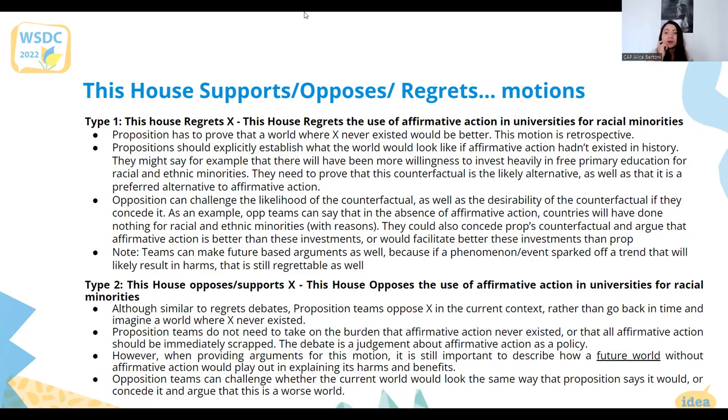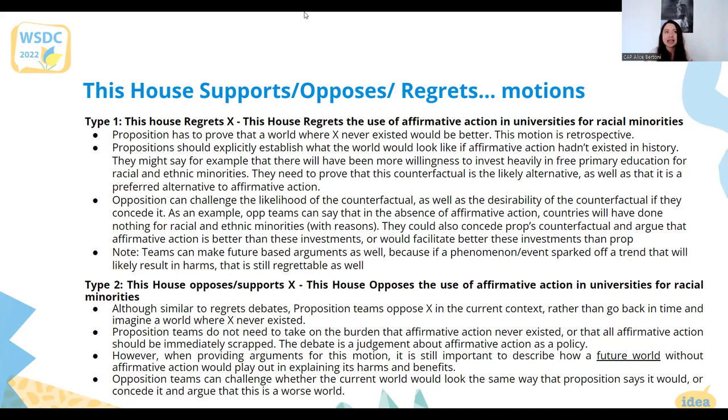And it's very useful to think about the differences that this has with this house opposes and this house supports motions. Because although those motions are evaluating if a thing, a policy, an idea, a concept, a narrative is good, it is not necessarily looking to the history of it. So if we are in a motion that says, this house opposes affirmative action in universities, teams do not need to take on the burden that this would not have existed at all. So a proposition team can say it does have good impacts in the past, but in the status quo, it doesn't have good impact anymore because of X, Y, Z reasons. So that's why we are opposing that policy, regardless of that already having positive or negative outcomes. So this is a debate that is set profoundly in the status quo.